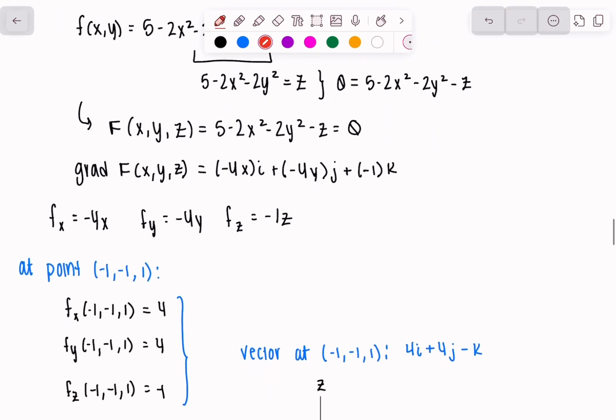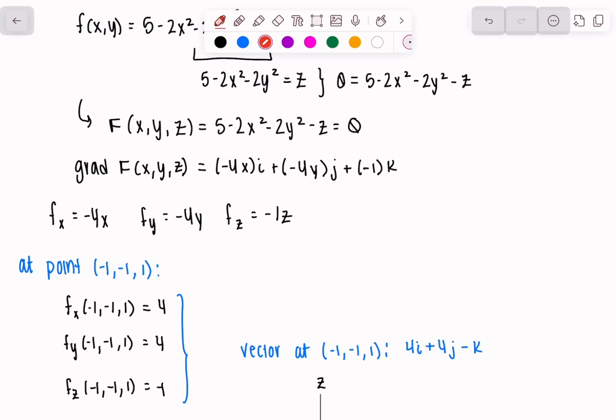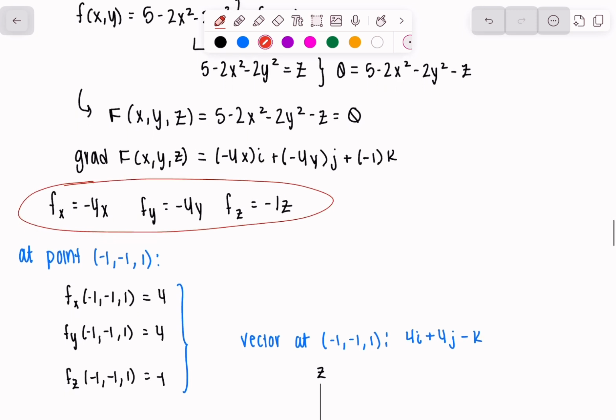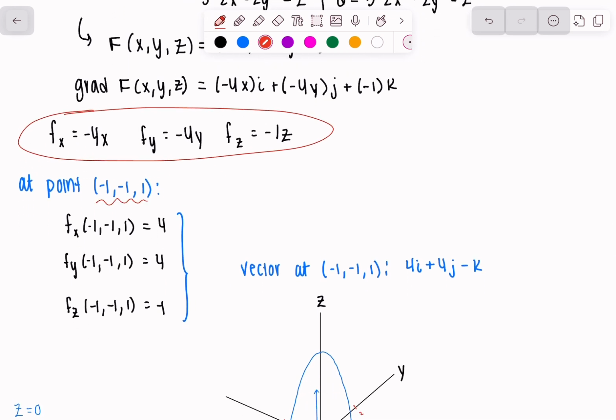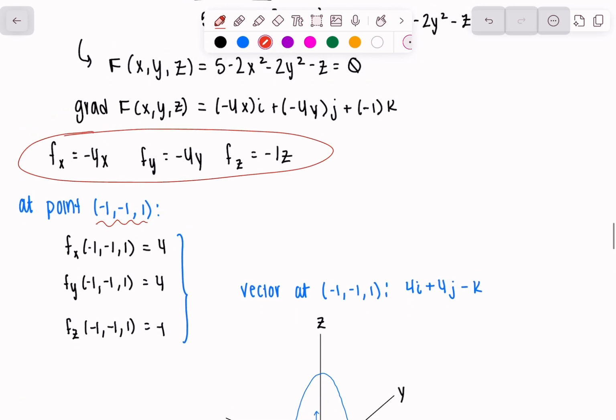We're going to find the gradient of that by taking the partial derivatives with respect to x, y, and z. I did that right below. And then we're going to plug in the point -1, -1, 1. So we have our values of 4, 4, and -1. That's going to be our vector at the point -1, -1, 1.